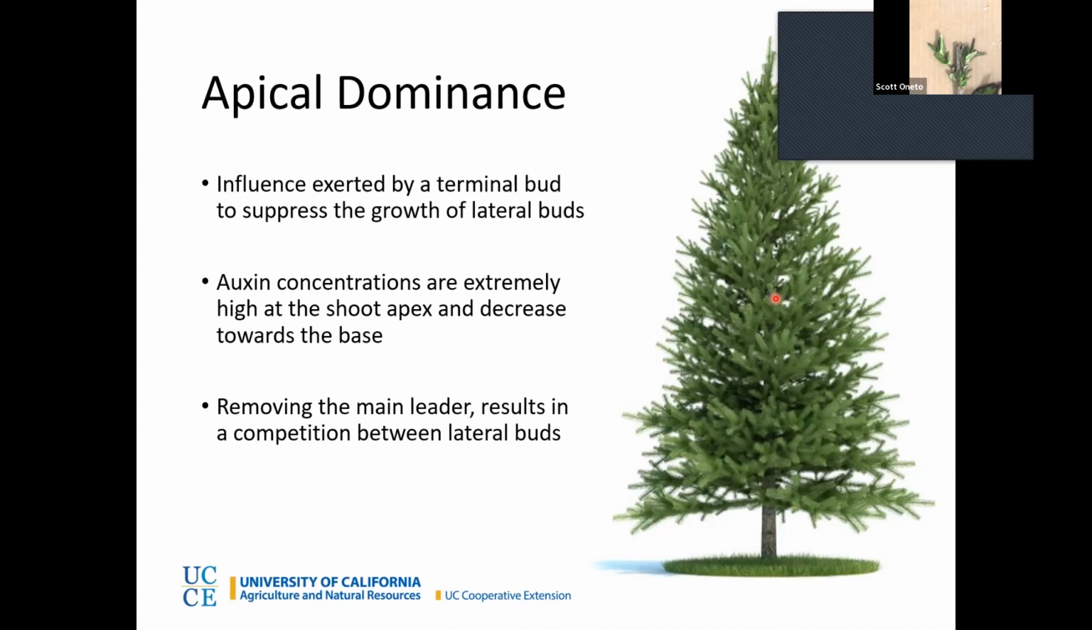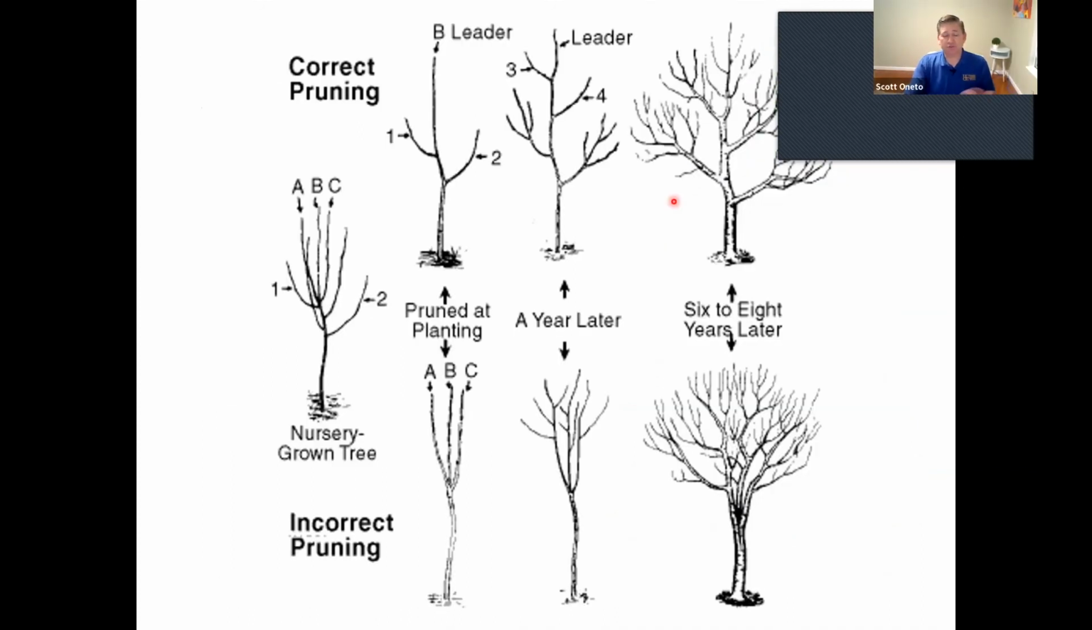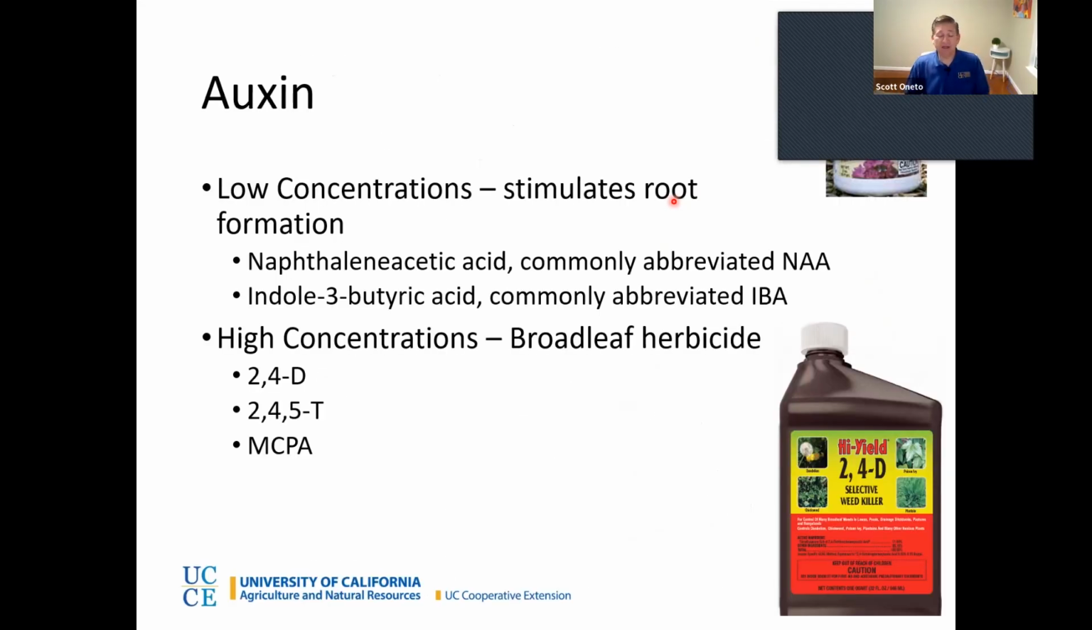and express themselves. So this is extremely important in pruning, and you guys will probably see more classes specifically on pruning and how removing the terminal leaders and removing the tips of the apical meristems can be really important with forming good structure when it comes to trees.